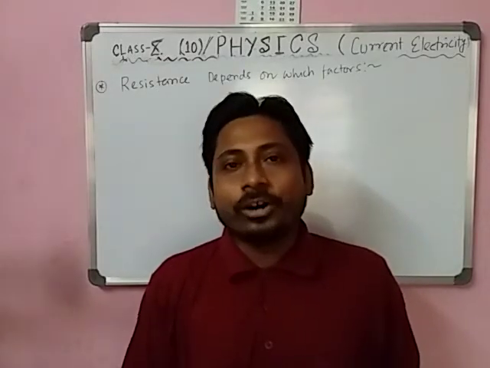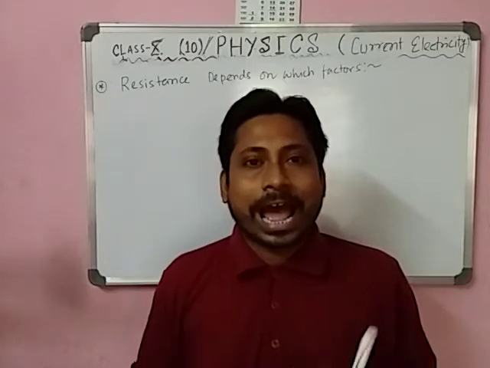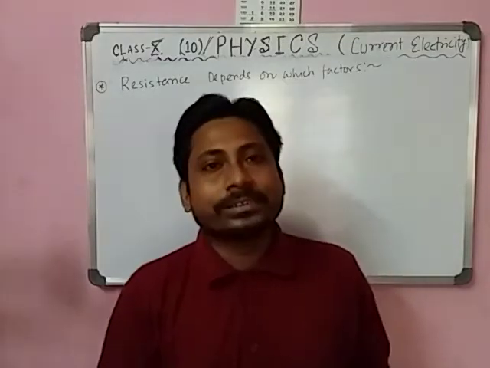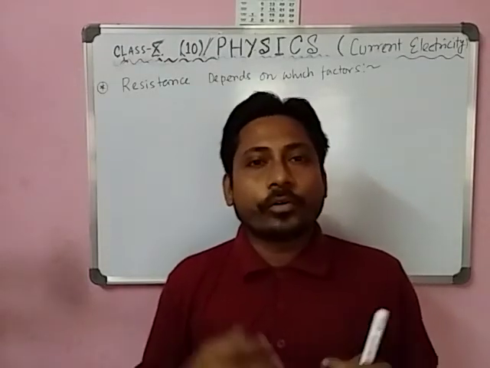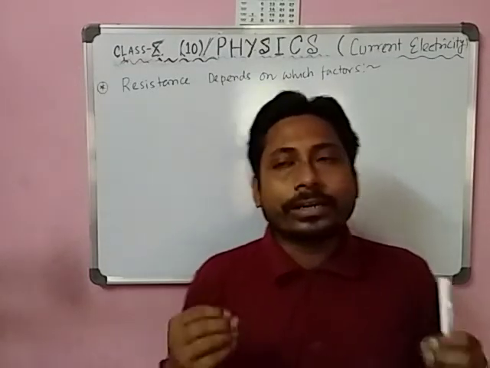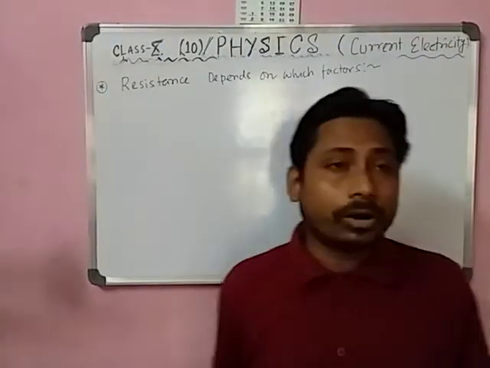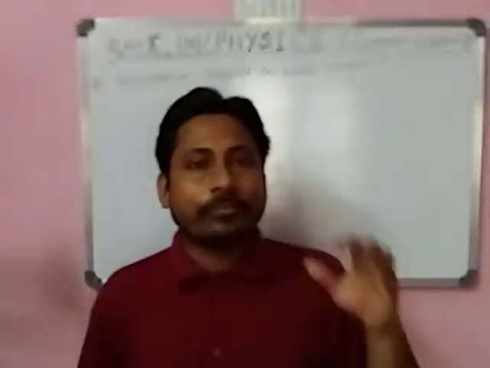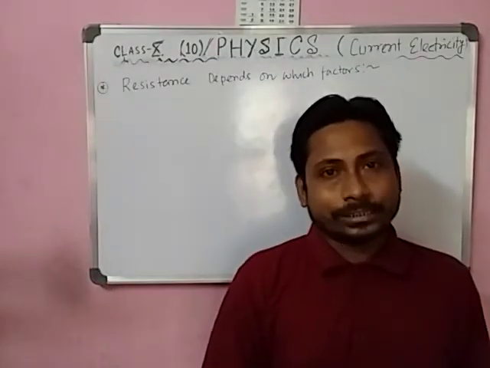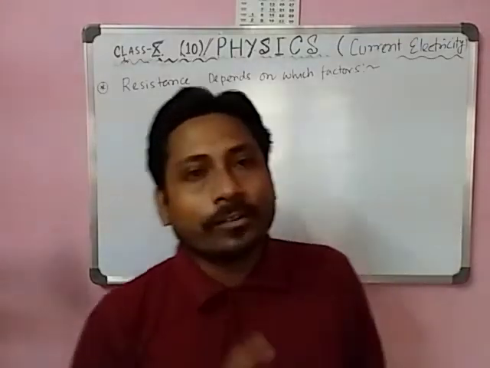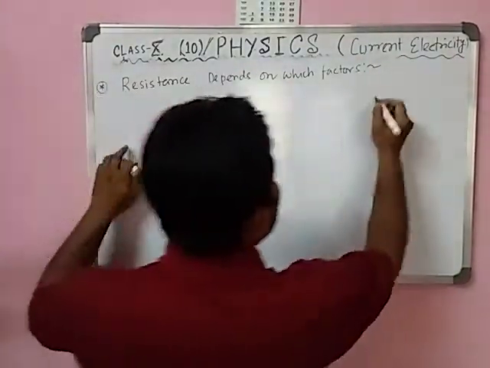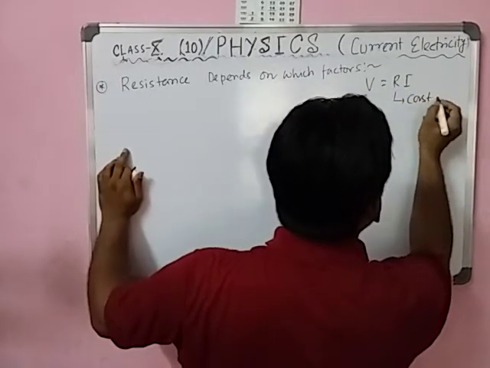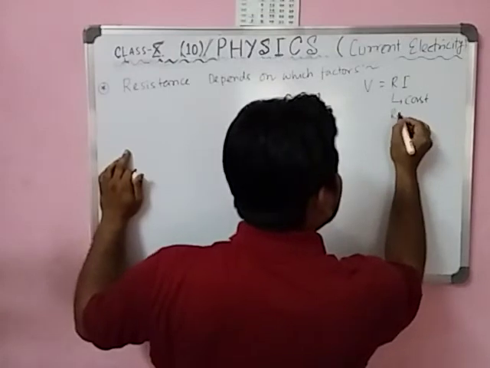In the last video, I taught you about Ohm's law, and there we can see what is called resistance. Now, students, we are going to discuss the factors on which resistance depends. Resistance depends on which factors? So, the factors affecting the resistance. First of all, we know that V is equal to RI, and R is called constant, and that constant is called resistance, right?